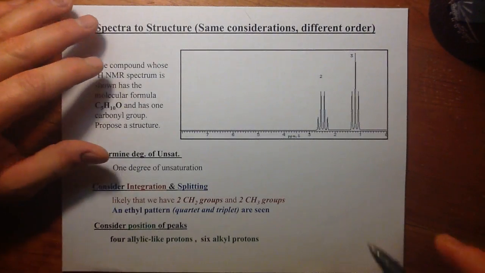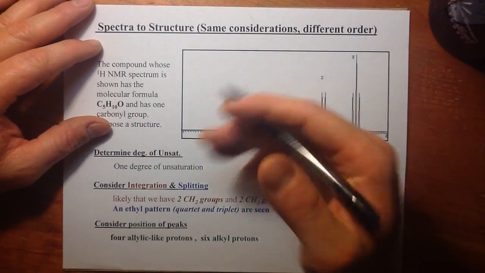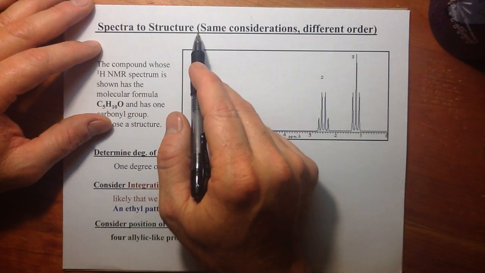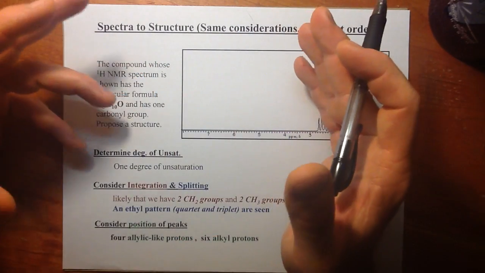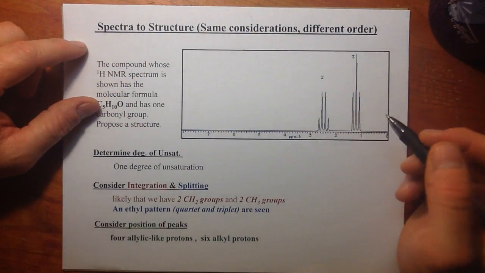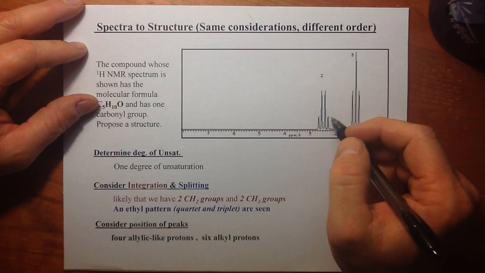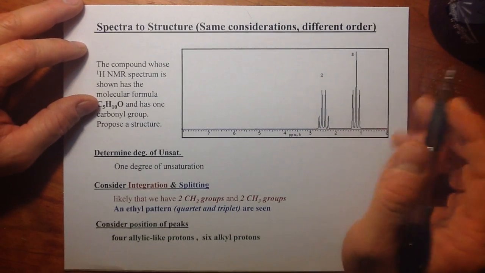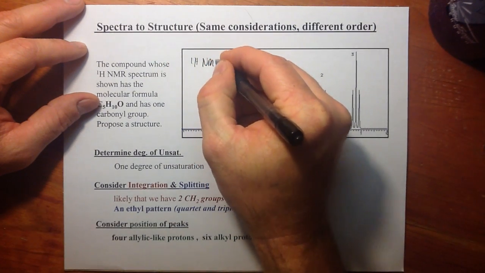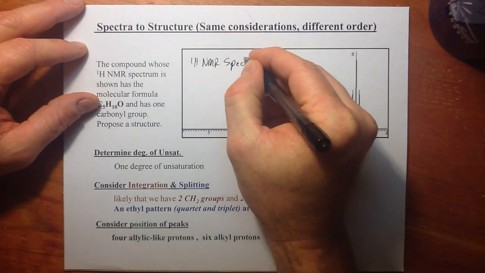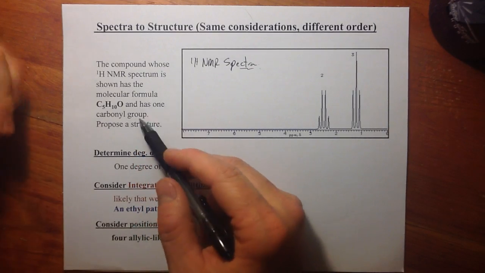So let's go ahead and consider, just to start this video, what the problem looks like. This is what you'll be looking at. It's again a spectra to structure problem. We're still going to look at splitting, integration, and number and position of peaks, but we're going to start with spectra and not structure. So we have this NMR spectra, and we were given some other information about the structure along with the spectra.